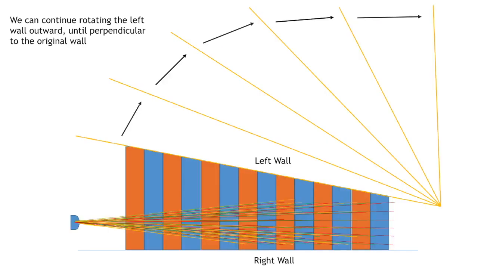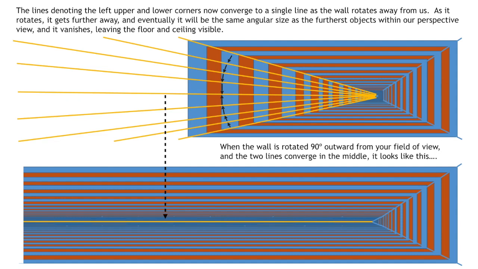So we can continue rotating the left wall outward until perpendicular to the original wall. So we're just going to continue rotating this wall outward, and we're going to see what happens to our perspective view. So the lines denoting the left upper and lower corners now converge to a single line as the wall rotates out away from us. As it rotates, it gets further away, and eventually it will be the same angular size as the furthest objects within our perspective view, and it vanishes, leaving the floor and ceiling visible.